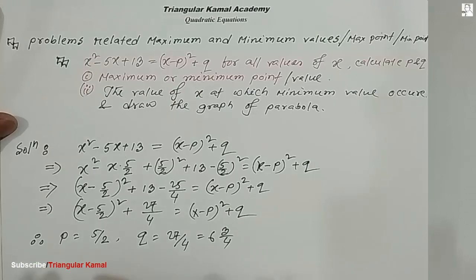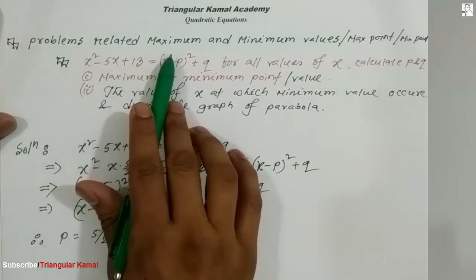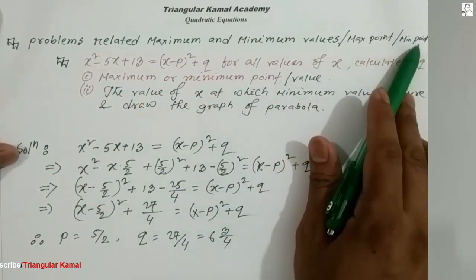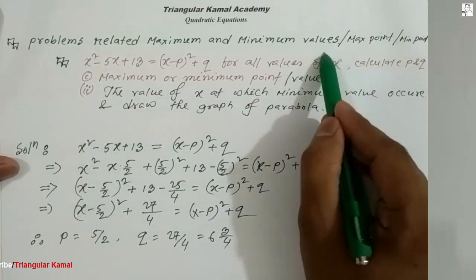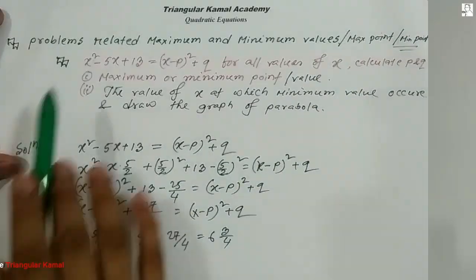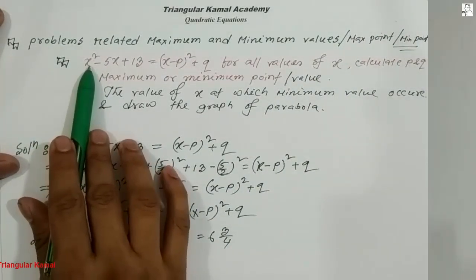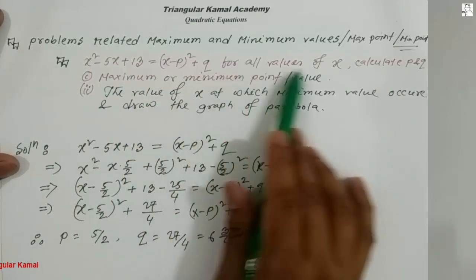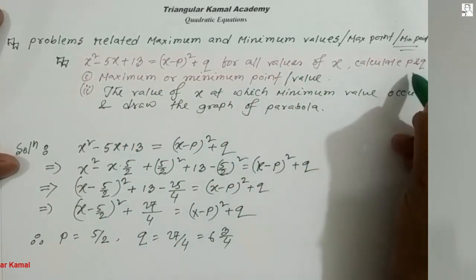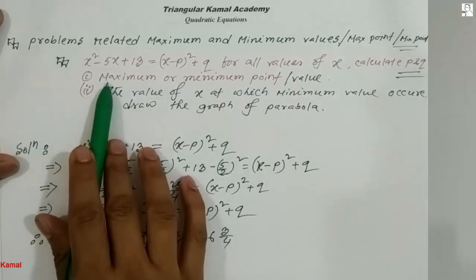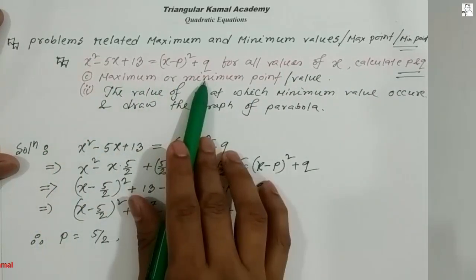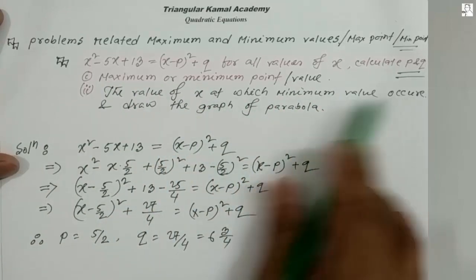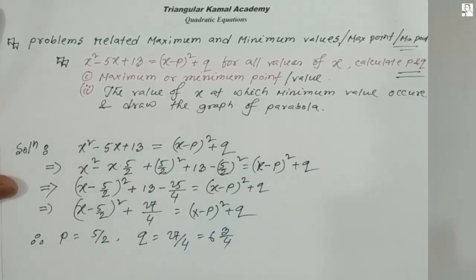Now we are going to solve a mathematical problem related to maximum and minimum values, that is, how we can find the maximum point or the minimum point. Here the given equation is x square minus 5x plus 13 equals (x minus p) whole square plus q for all values of x. Calculate the values of p and q. The second question: find the maximum or minimum point and the value of x at which it occurs, and draw the graph of the quadratic equation.